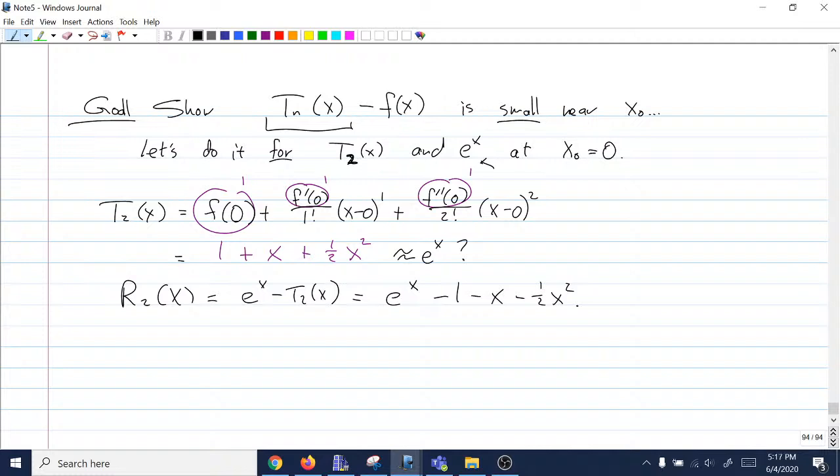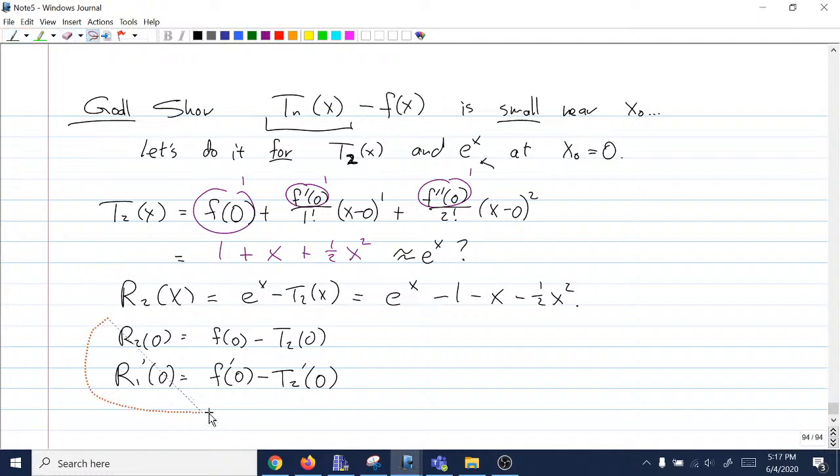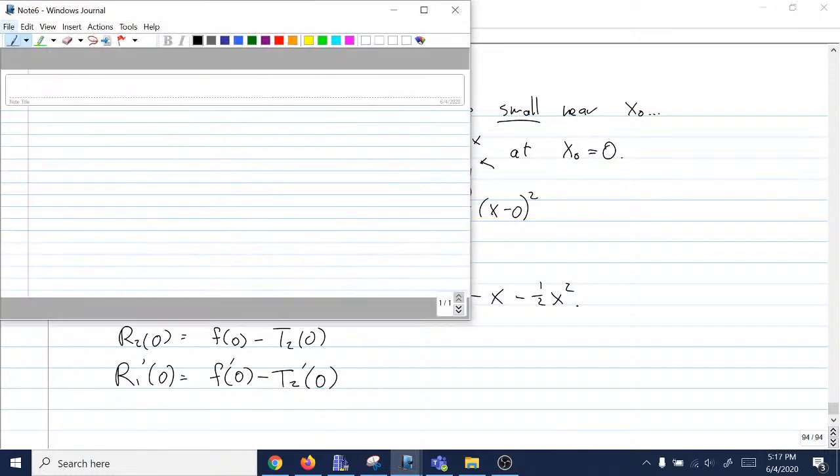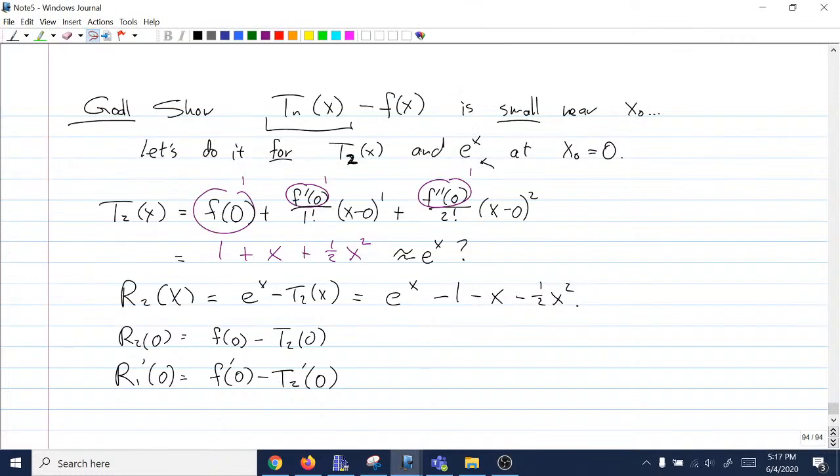A couple key things to note. What do I get if I plug in 0? I get my function evaluated at 0 minus T2 of 0. What's R2 prime of 0? It's my function's derivative evaluated at 0, f prime of 0, minus T2 prime of 0. I never wrote the definition. R2 is f of x minus T2 of x.